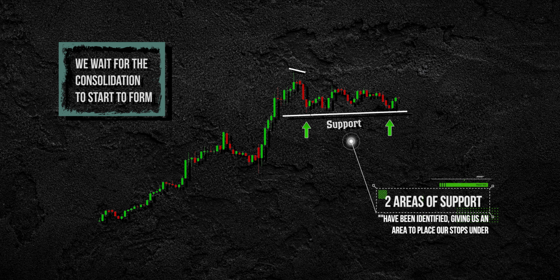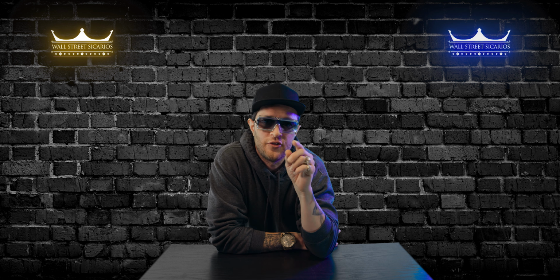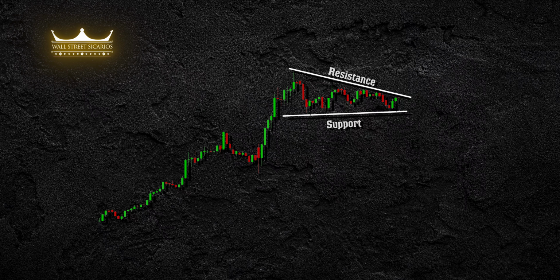Once resistance is formed, we start to draw the resistance, at least 2 taps. I personally want to see that security hit resistance at least 3 times. So you've got resistance 1, you come back lower, hit support, come back, you hit resistance, come back lower, hit support, come back to resistance, hit it, that's 3.